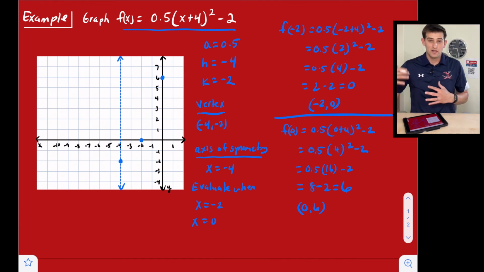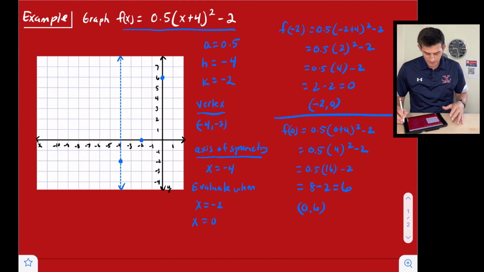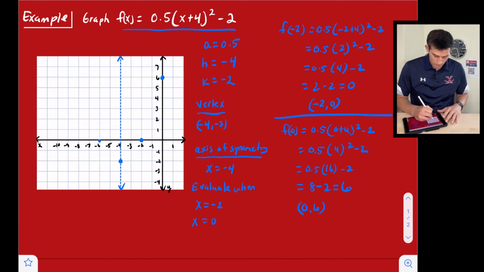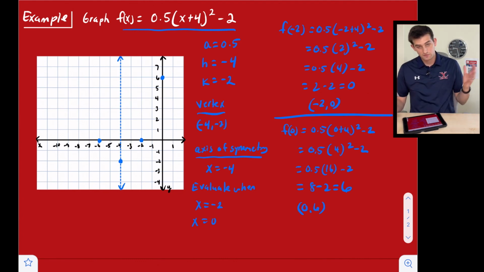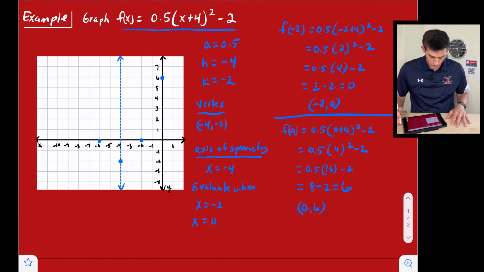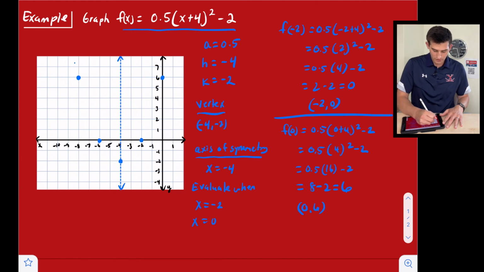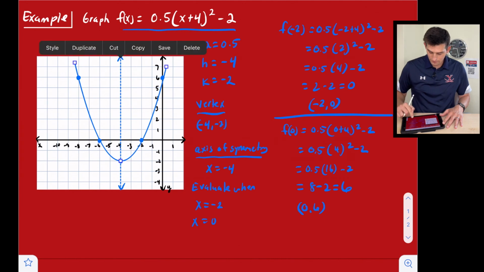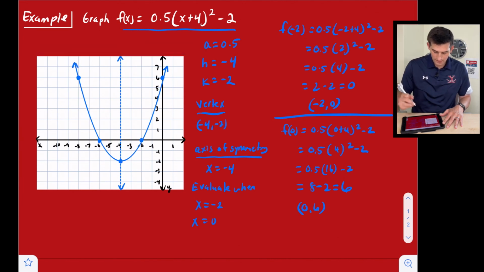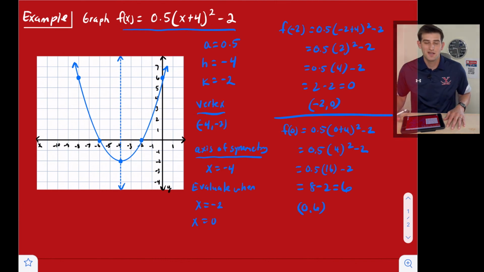And now we have the right side of our parabola, and we can take negative 2, 0, and 0, 6, and reflect those 2 points on the other side of my axis of symmetry. So negative 2, 0 was 2 units to the right, so we're going to have another point that's 2 units to the left of my axis of symmetry. And then 0, 6 was 4 units to the right, so we'll have that point 4 units to the left. So 1, 2, 3, and 4. So now we can go ahead and draw our parabola, and we have graphed our quadratic function in vertex form, right? So that lines up pretty well, and there we go. So that's how you can graph a quadratic function in vertex form.